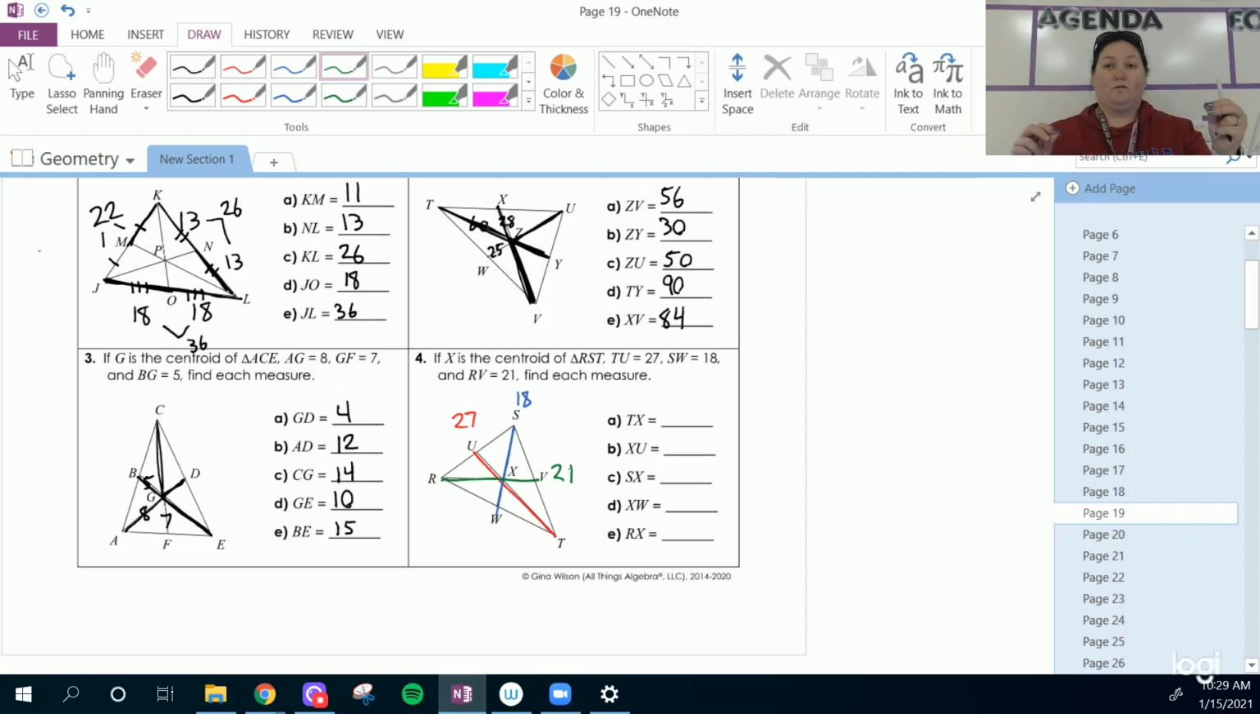So when we have the whole entire median, we have to split it into 3 equal pieces, and then we have to see, do we have the big piece? If we have the big piece, we multiply that by 2. If we have the small piece, we just keep the 1.